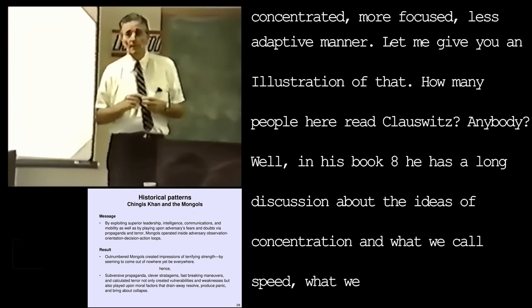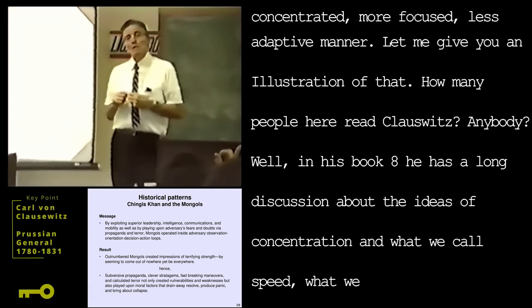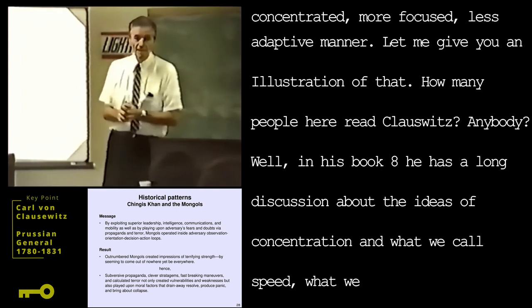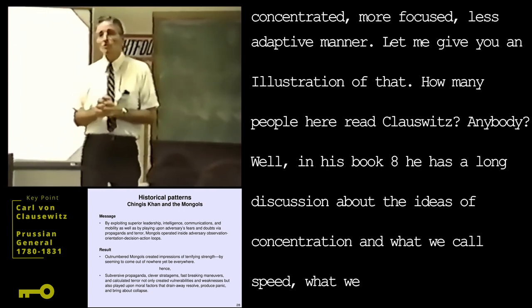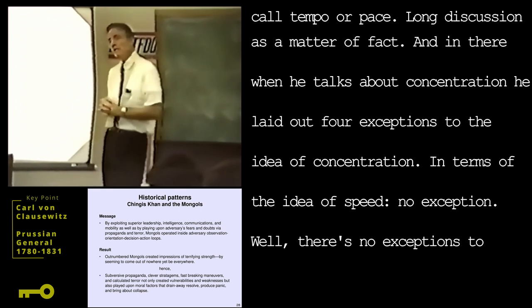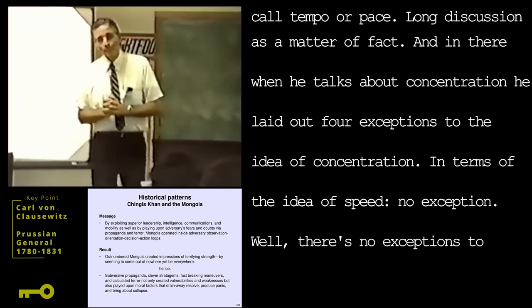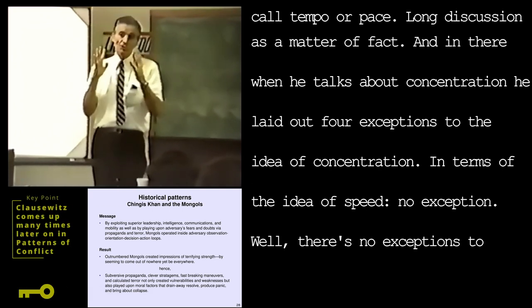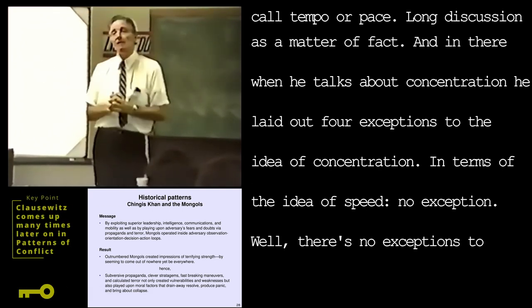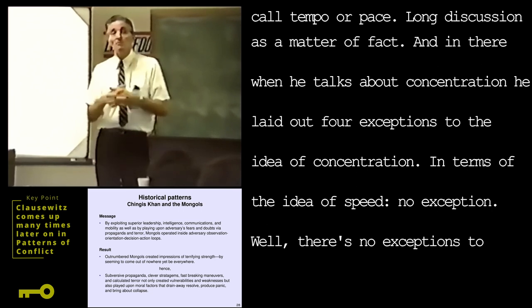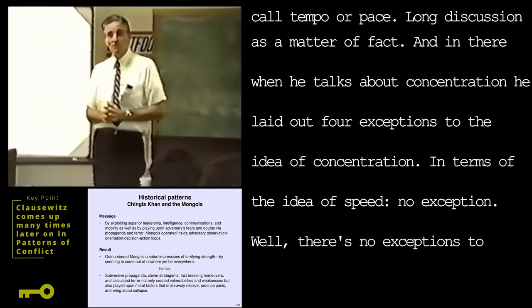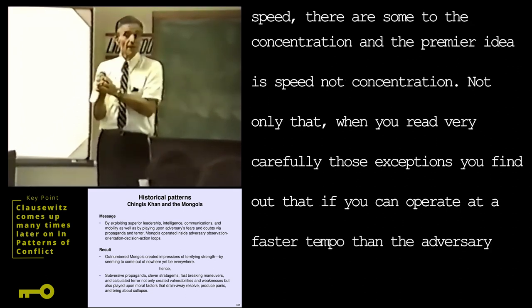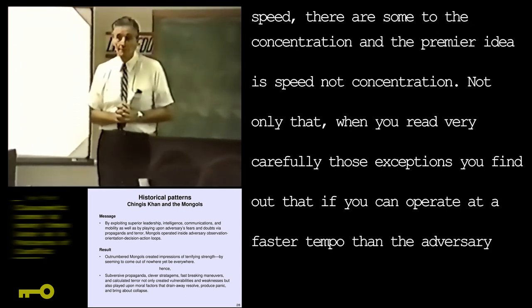How many people here have read Clausewitz? Anybody? Well, in his Book 8, he has a long discussion about the ideas of concentration and what he calls speed, or what we call tempo or pace. Long discussion, as a matter of fact. And in there, when he's talking about concentration, he laid out four exceptions to the idea of concentration. In terms of the idea of speed, no exceptions. Well, if there are no exceptions to speed, but there are some to concentration, the premier idea is speed, not concentration.